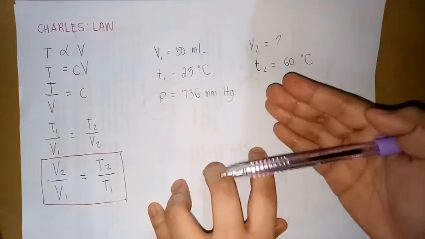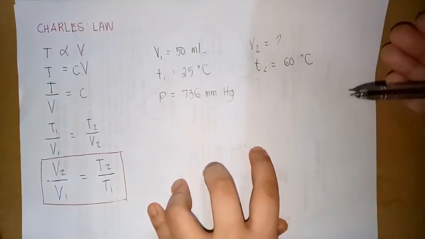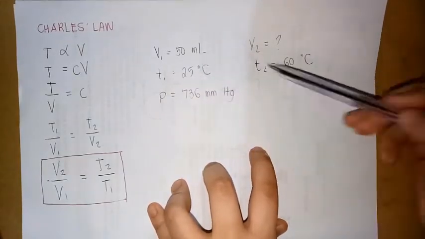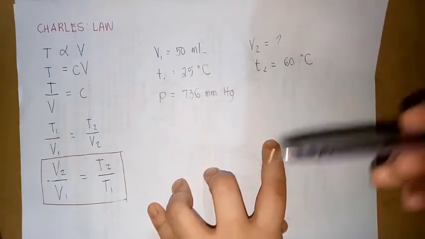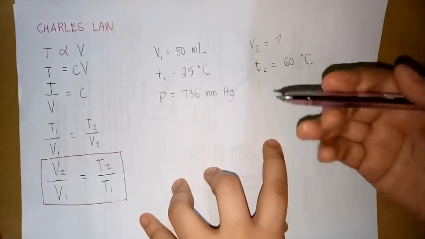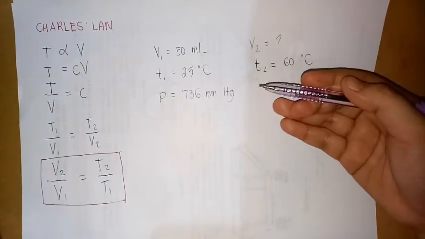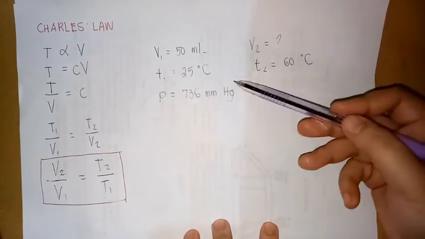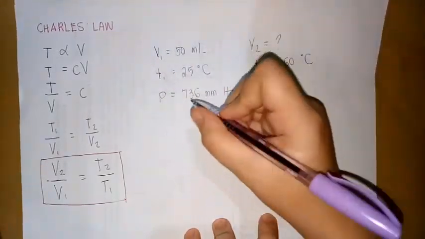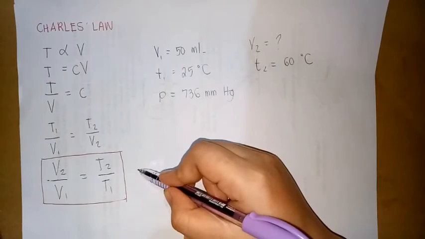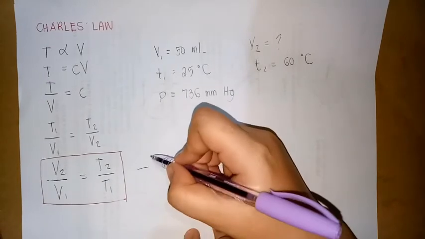Iba yung increase by, iba yung increase to. Kapag increase by, yung initial temperature, paplasan natin kung ilan yung ini-increase. Kapag increase to, yun na mismo yung final na property. Okay, so to solve for V2, since constant yung pressure, apply natin yung Charles' law. So, ito yung ating equation. V2 over V1 is equal to T2 over T1.